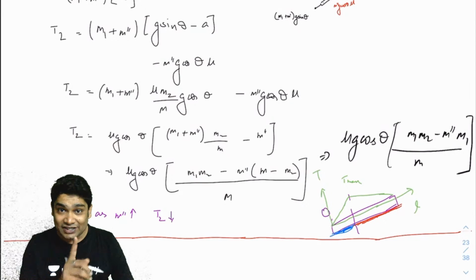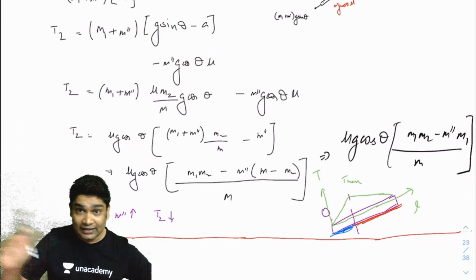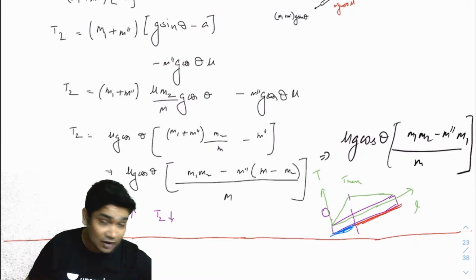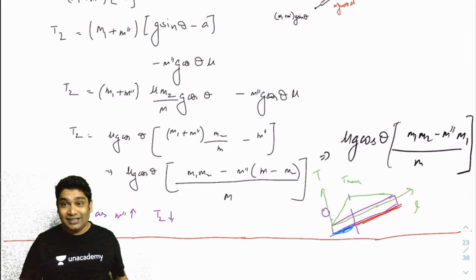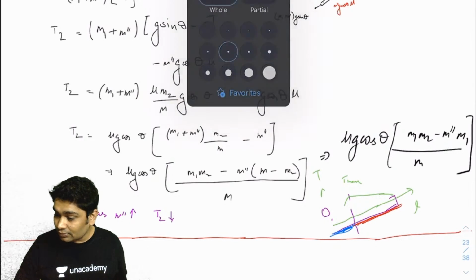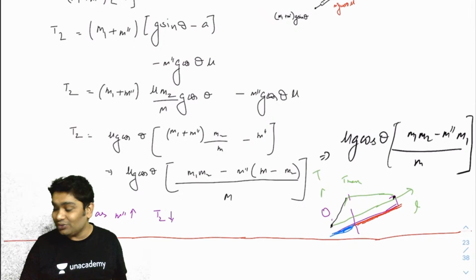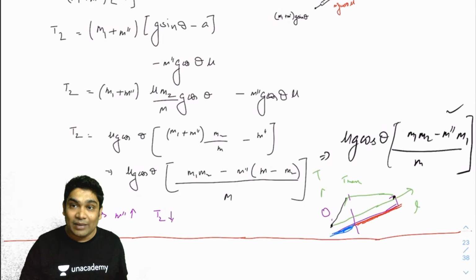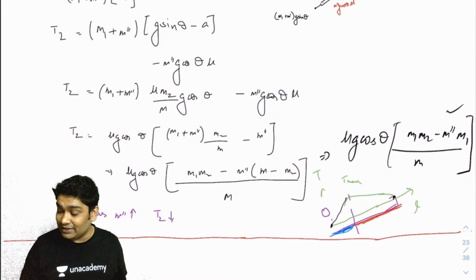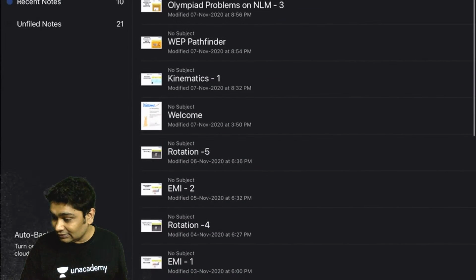So the tension would have been maximum at the boundary only. And at the other end also it would have been 0, which is what I told you in the last class, that the tension would be 0 here and 0 here. So if you put M double dash as M2, you will get 0, which will be the case here. Okay, so moving to today's lecture.